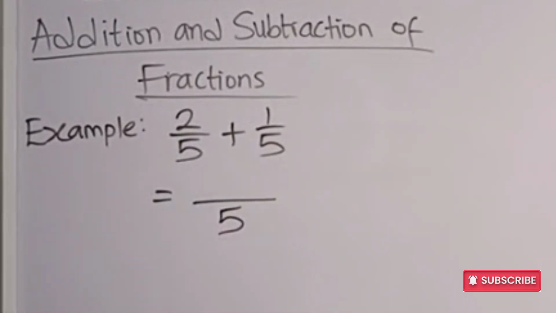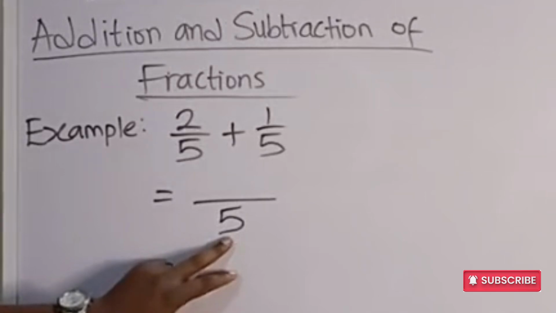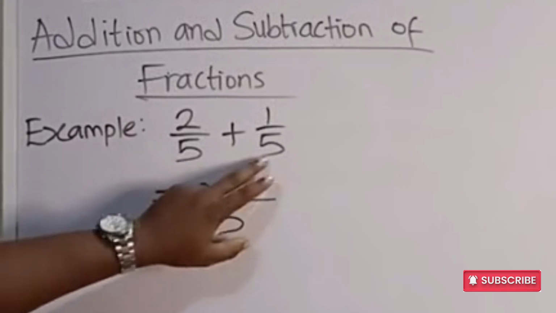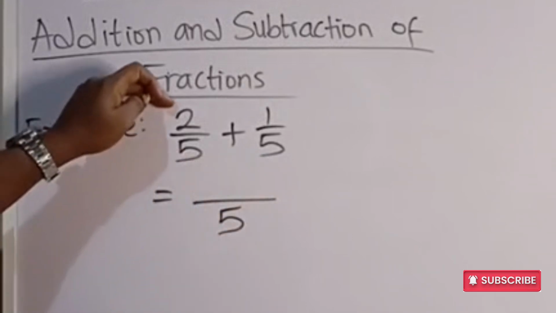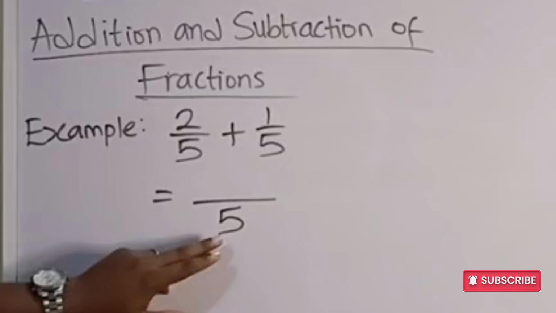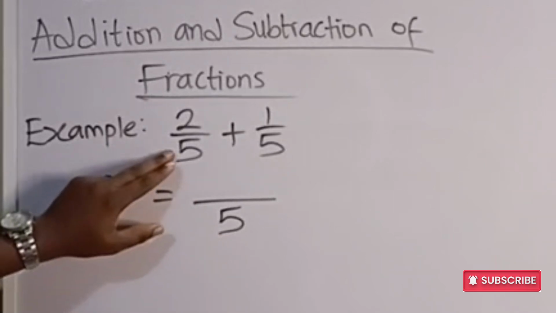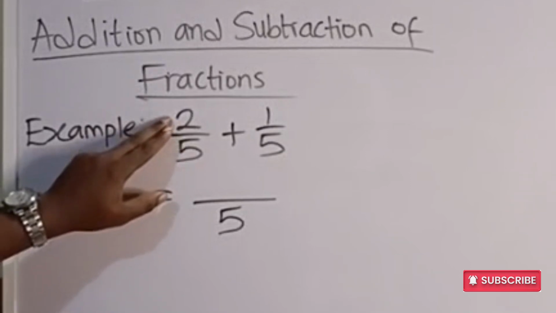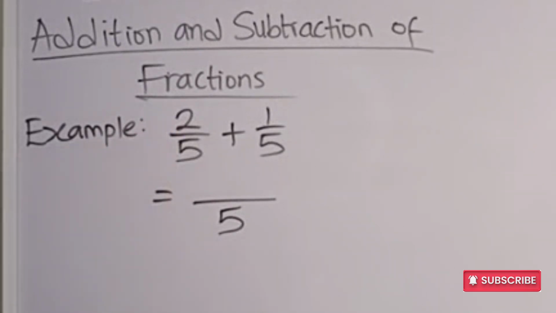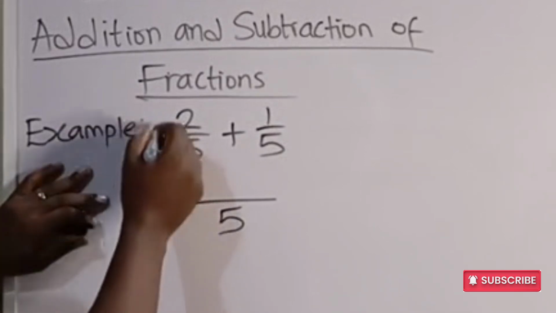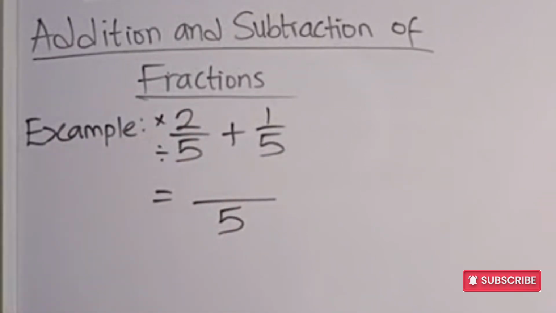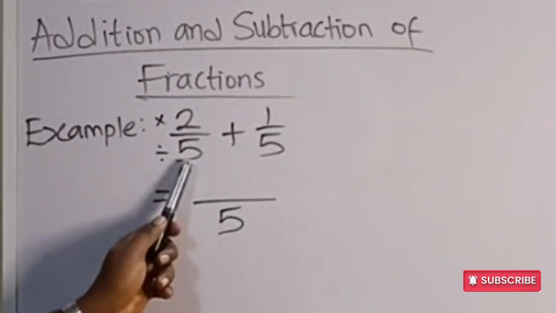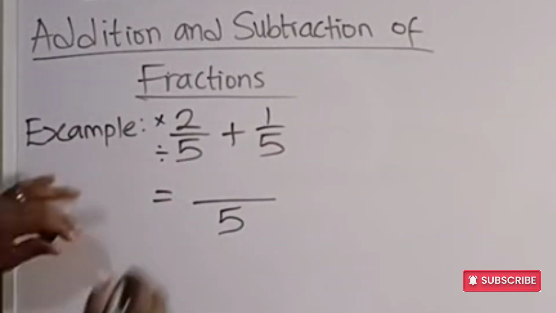So in this situation, the denominators are the same. Once you've gotten the common denominator, the next thing you are going to do is divide the common denominator by each of these two denominators and multiply what you get by the numerator. Let's do it. 5 divided by 5 gives you 1. So 1 multiplied by 2 gives you 2. What I mean is, you divide by the denominator and multiply by the numerator. So 5 divided by 5 gives you 1. 1 times 2 gives you 2.